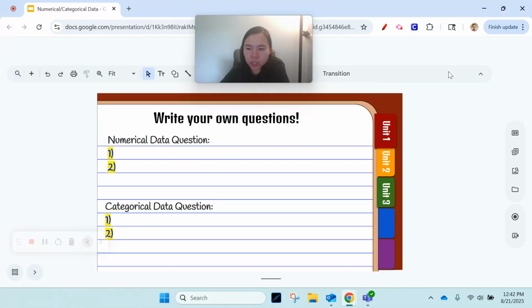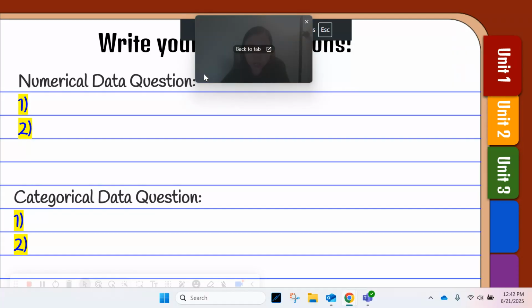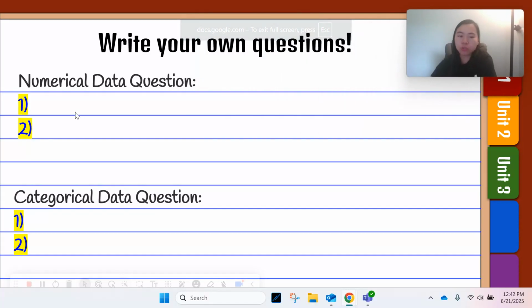Next up, let's write some questions. Can we write questions? Some good questions. Ones that will give us numerical data, and then ones that would give us categorical data.